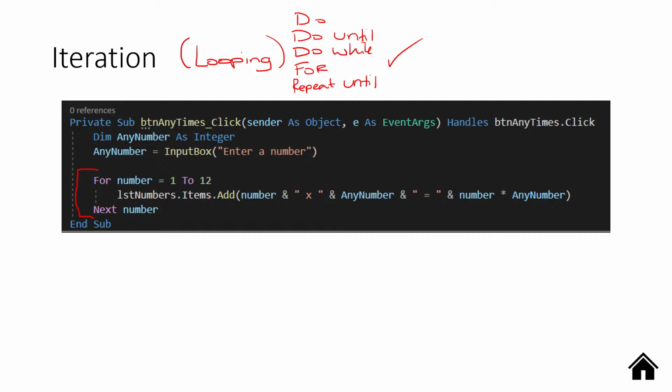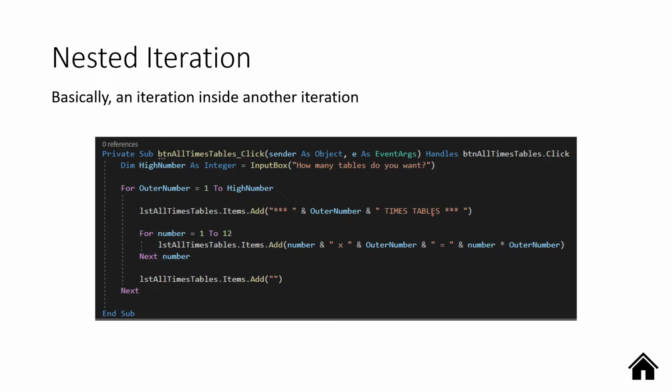So it's going to repeat this line here 12 times. And that's iteration. And just like we saw before for selection, we can also have nested iteration. Again, all it means is you've got iteration inside another piece of iteration. You can have a for loop with a do while inside it. You can have a do while with a for loop inside it. You can mix and match any iteration statements you like inside each other. And you can have as many as you want.